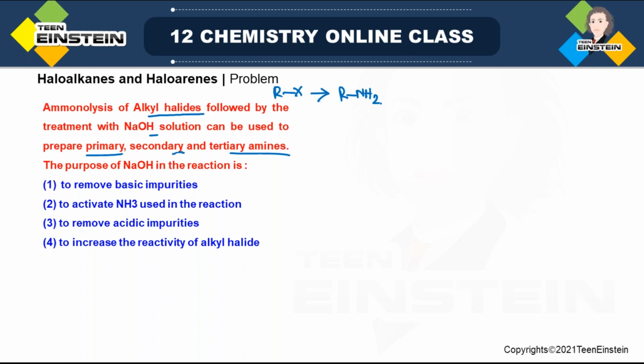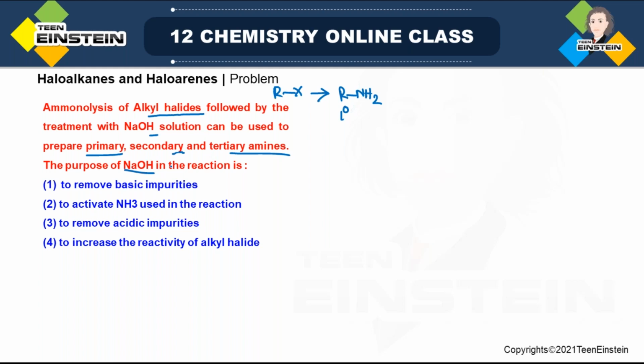So here I am drawing RNH2, which is 1 degree amine, but you can also get 2 degree amine or tertiary amine, 3 degree amine. So in this reaction, obviously you are using ammonia, but see, it is written followed by treatment with NaOH. So the question is mainly asking what is the purpose of using NaOH? Why are you using NaOH? The reason you have to find.